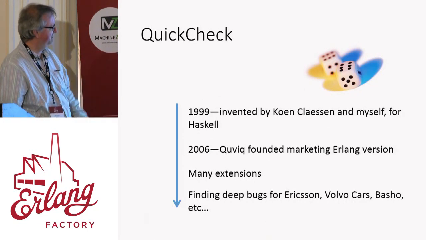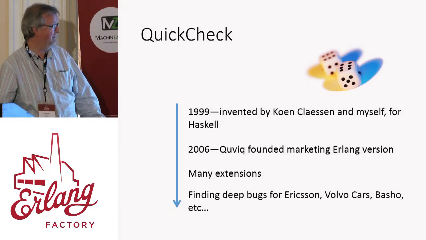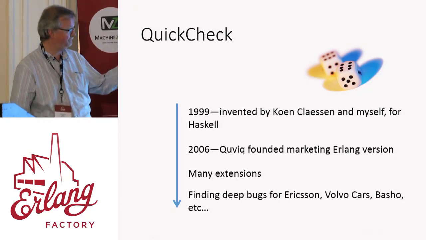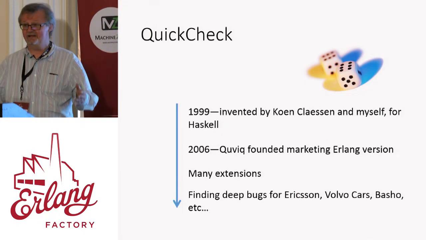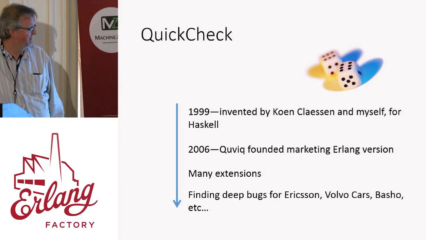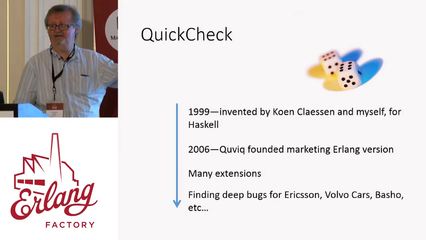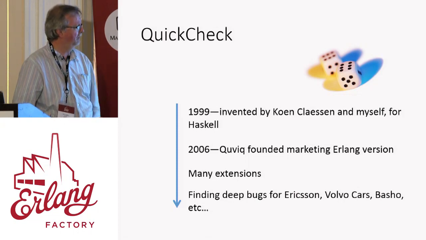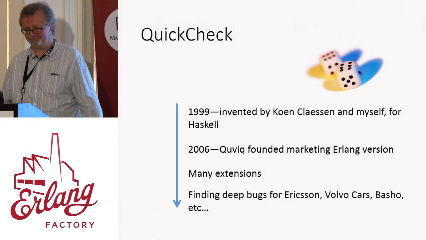QuickCheck has quite a long history. It dates back to 1999 when Koen Claessen and I came up with the first version for Haskell. In 2006, Thomas Arts and I founded Quviq to market an Erlang version. And since then, we've added lots and lots of extensions, and we found lots and lots of cool bugs, all with variations on random testing. That's what the dice are for.